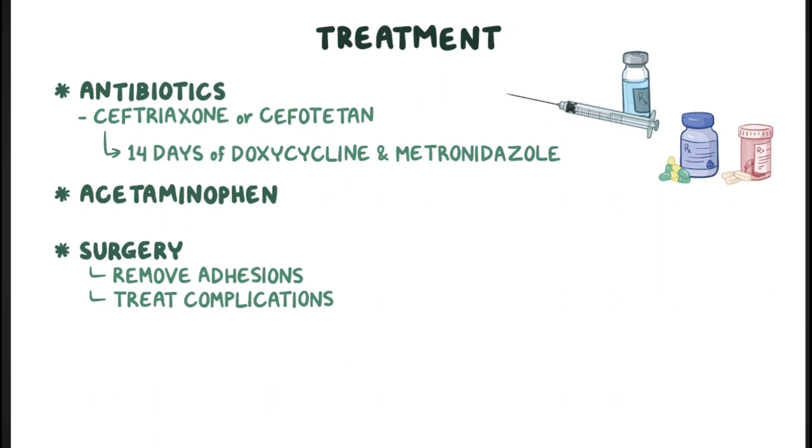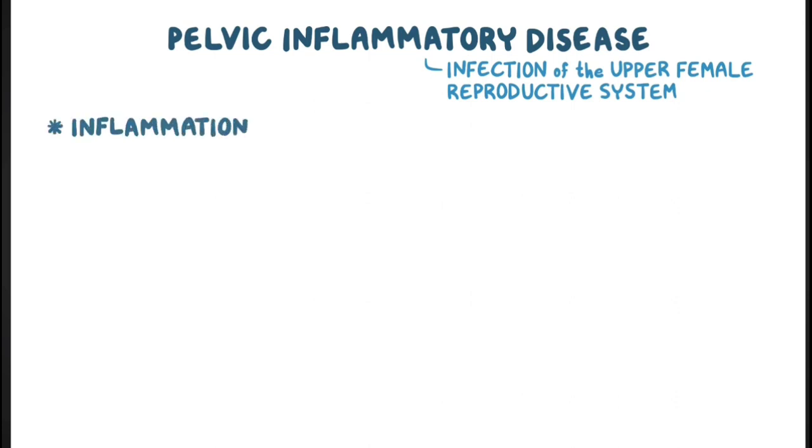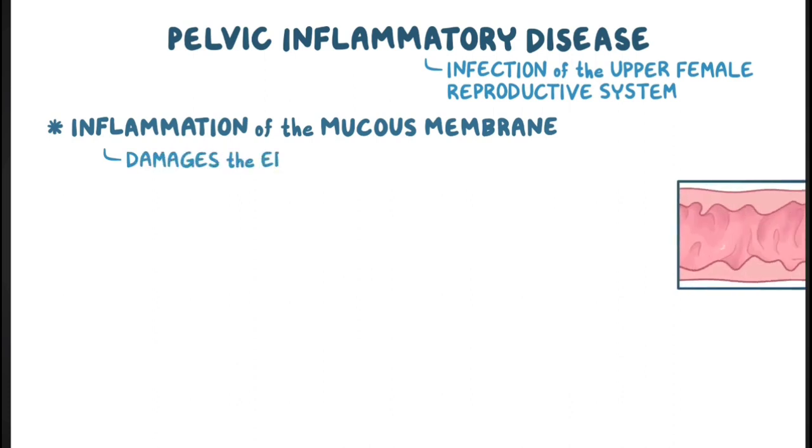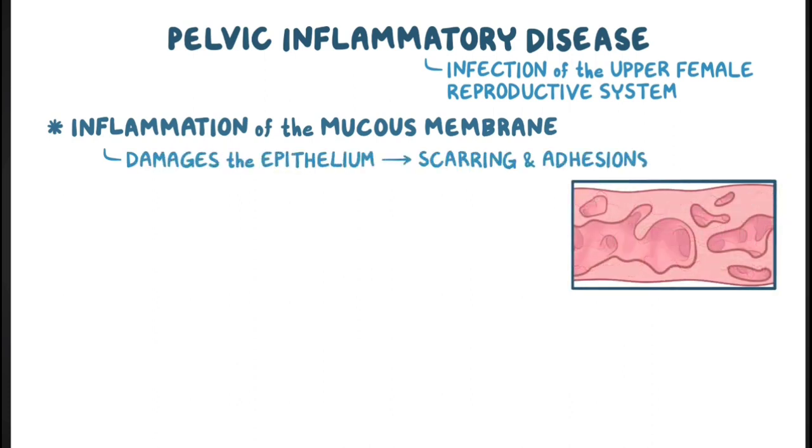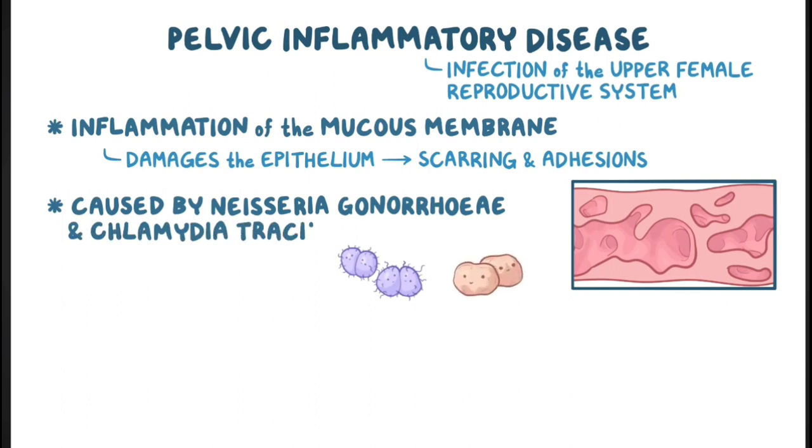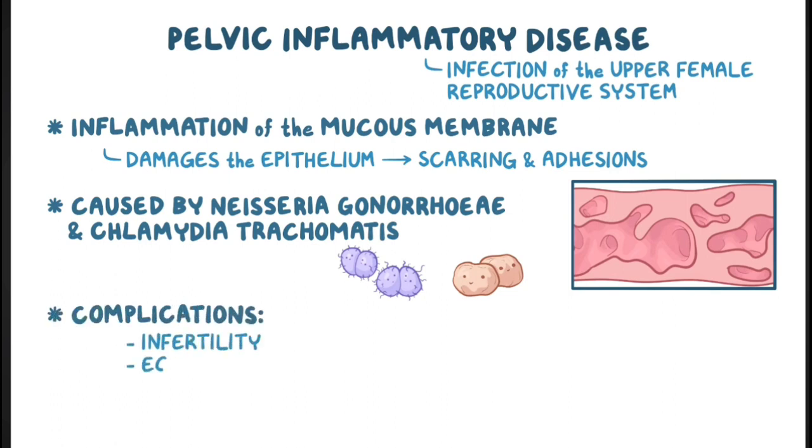Alright, as a quick recap, pelvic inflammatory disease is an infection of the upper female reproductive system. It causes inflammation of the mucous membrane of the inner reproductive tract, which damages the epithelium and results in scarring and adhesions, particularly in the fallopian tubes. It's usually caused by Neisseria gonorrhoeae and Chlamydia trachomatis, which are the bacteria responsible for chlamydia and gonorrhea. Complications include infertility, ectopic pregnancies, and tubo-ovarian abscesses.